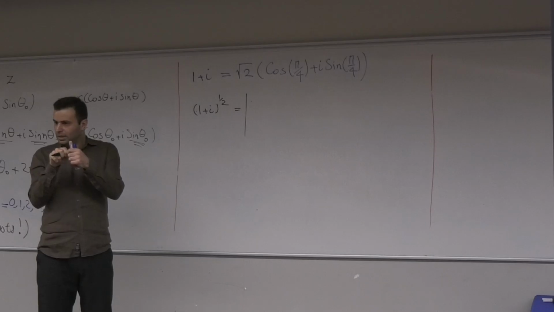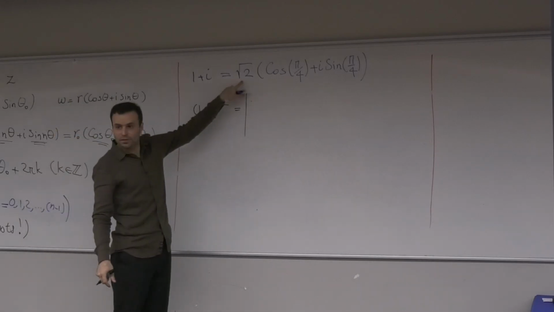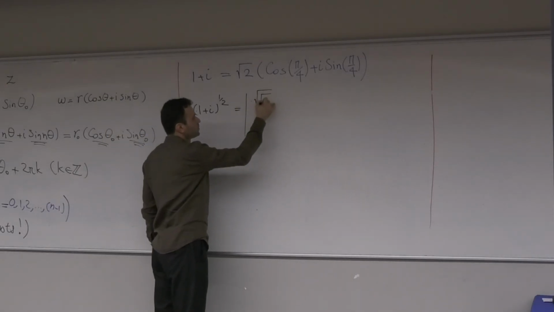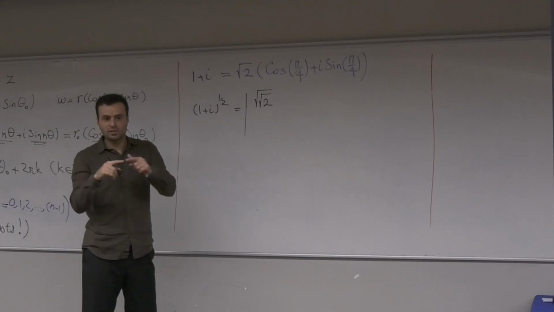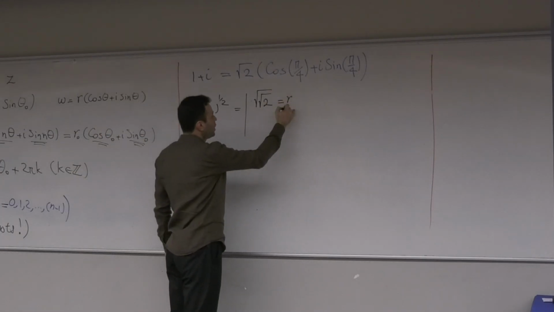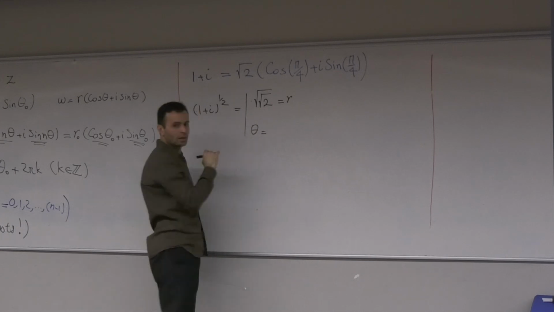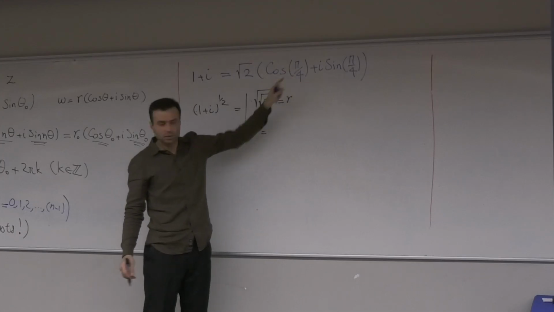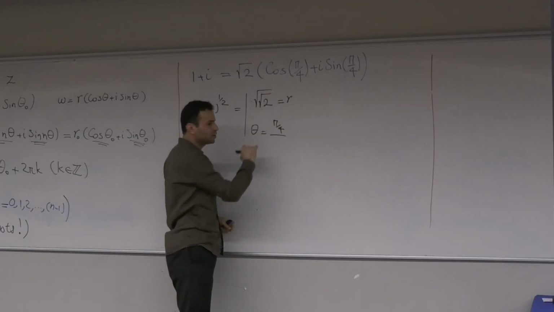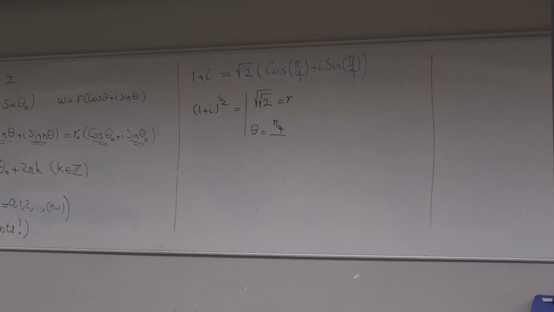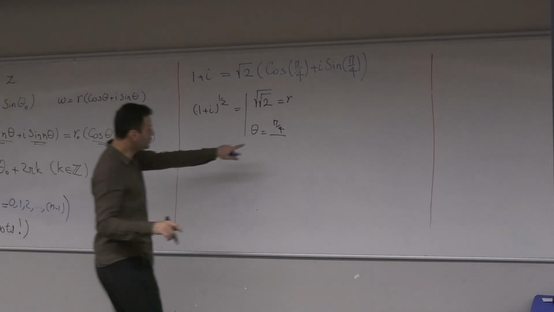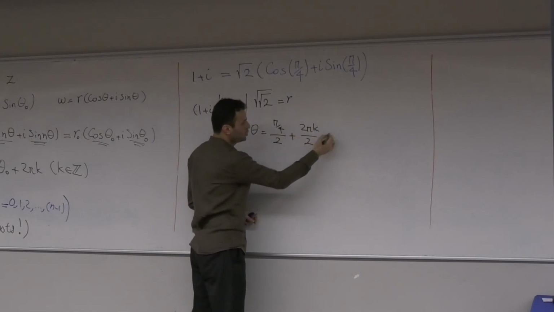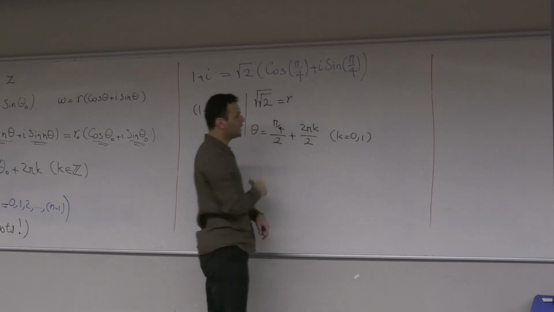The distance of it from the origin must be the square root of this one, which will be what? Square root of 2. And what is going to be its angle? If this is our r, what is our theta? It is going to be theta 0, which is here what? Pi divided by 4, divided by which roots I'm looking for? The square roots, right? N is equal to 2, so I have to divide this by 2, plus 2 pi k divided by 2, for values of k, 0 and 1.